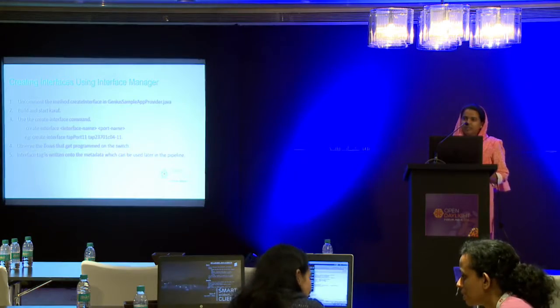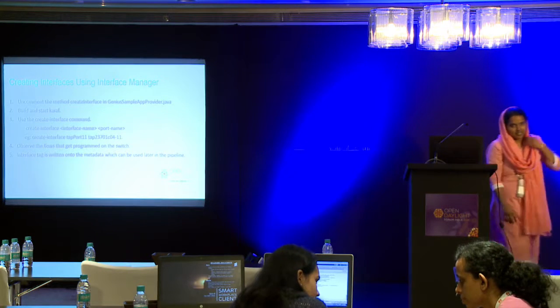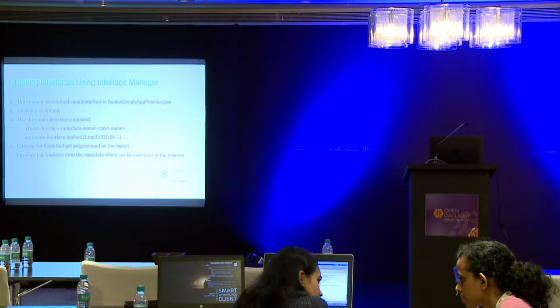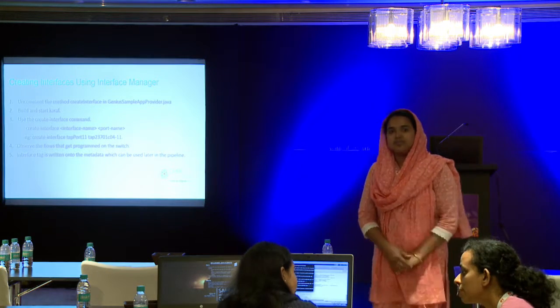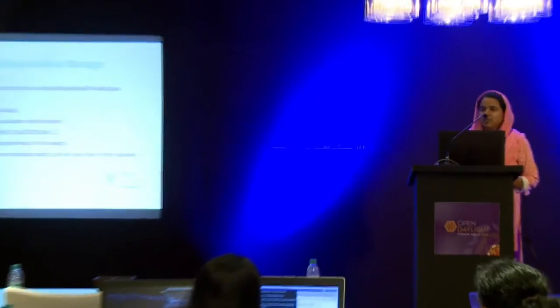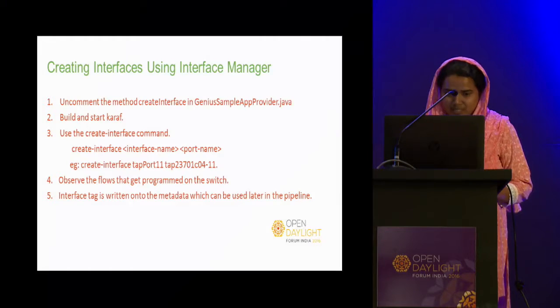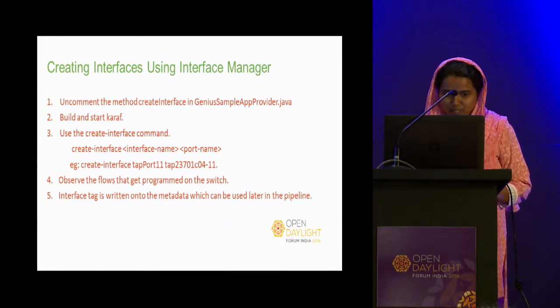The sample app provider can be uncommented and you can build it in one shot instead of building one by one. In the Genius sample app provider, you need not build the whole thing, you can just build that sample app impl if you want. That -pl -amd option, I was just planning to show that.